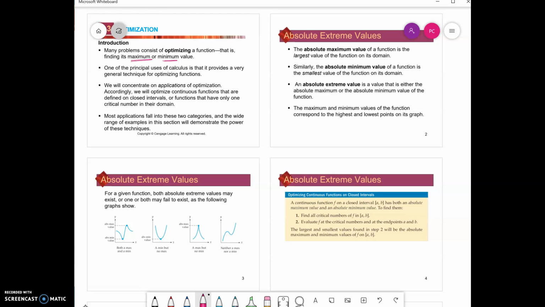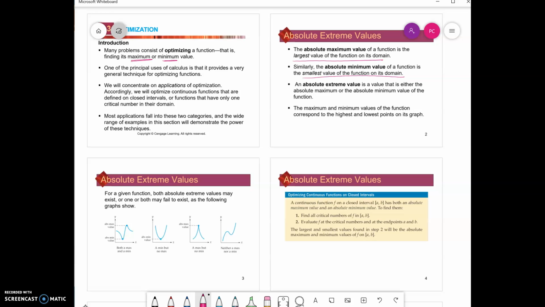Where that comes in handy is we can find the absolute maximum, which is the largest value of the function on the domain, or the smallest value, that absolute minimum value. These are both classified as absolute extreme values, and it's the value that is either the absolute max or the absolute minimum of the function. And what we're going to learn is how to find those values.